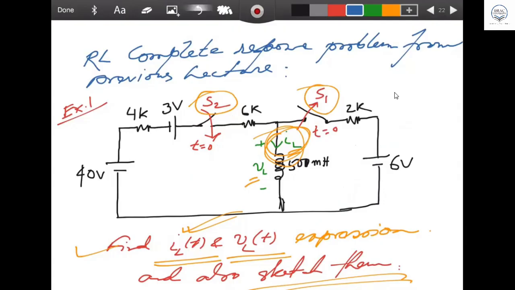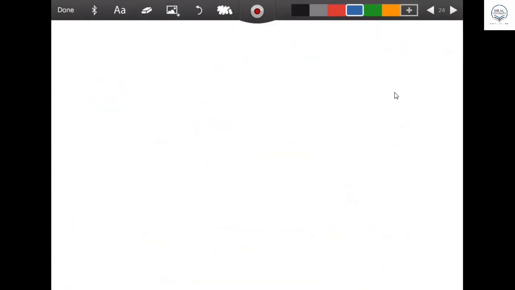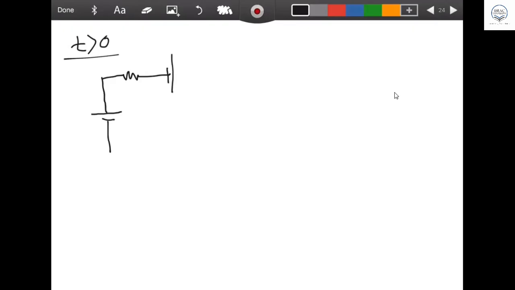Okay, now let's go there. For t is more than 0 circuit, these two things you have to do correctly, otherwise all will go in vain. So on the left hand side, it was 40 volt. Then you have a resistor. Then you have a voltage source. Then the switch was there, the switch is closed. And there is another resistance, 6 ohm, and then an inductor. The 2 resistors, 2 batteries were there, and that's it.